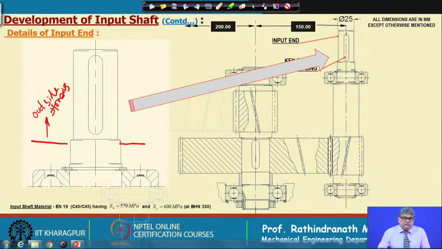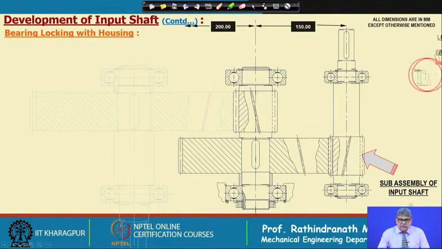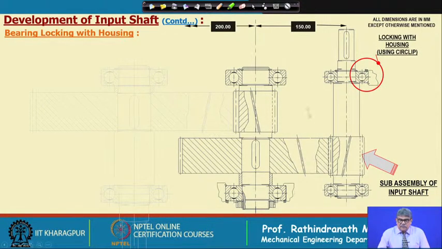Now, after that, all the full input shaft is already developed, and then we will look into that. This is called the sub assembly of the input shaft, whereas this is the sub assembly of the output shaft. So, locking with housing. Now we will think of the locking with housing.